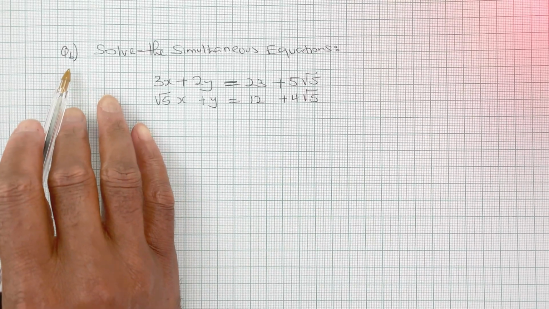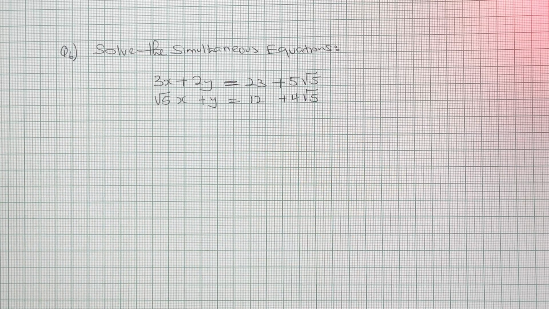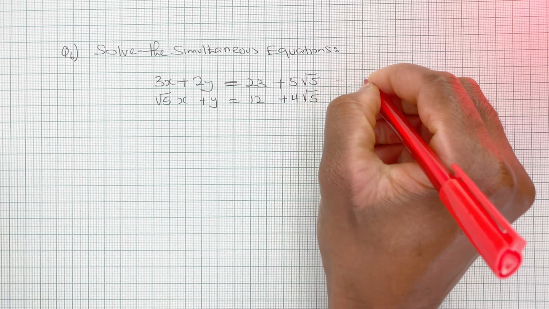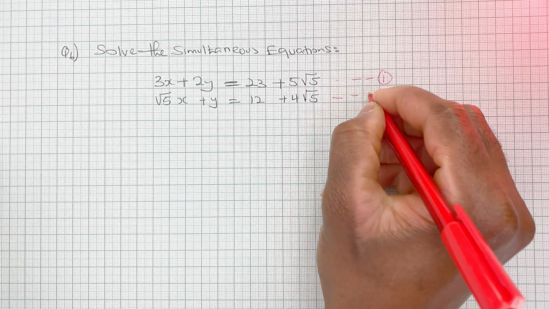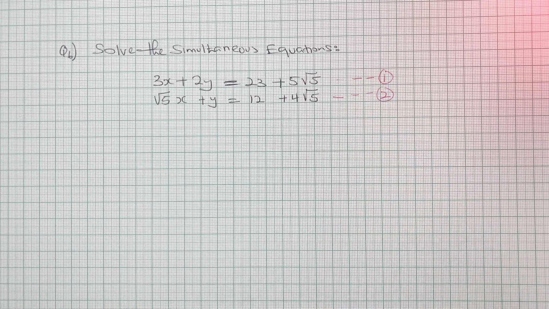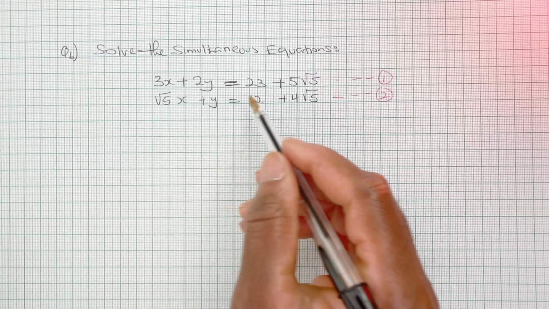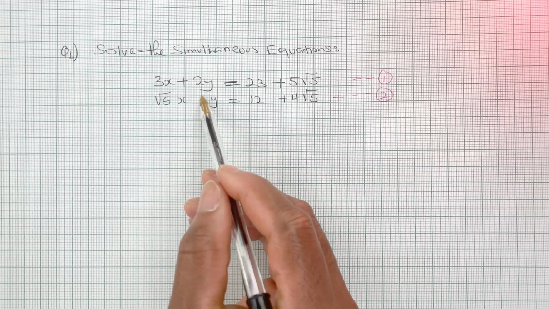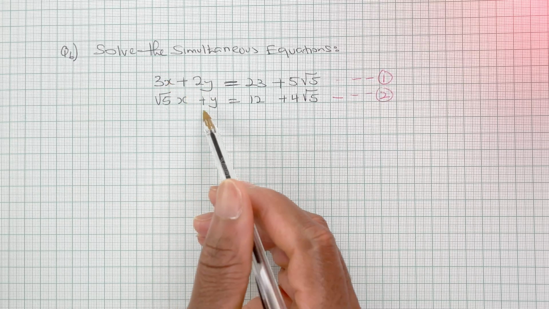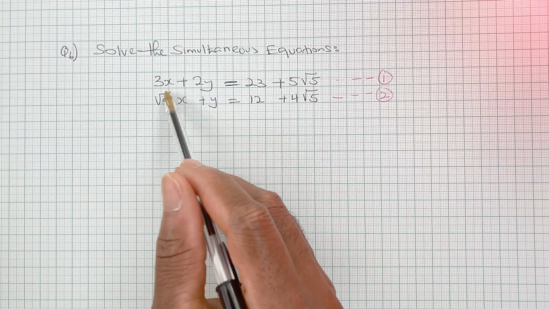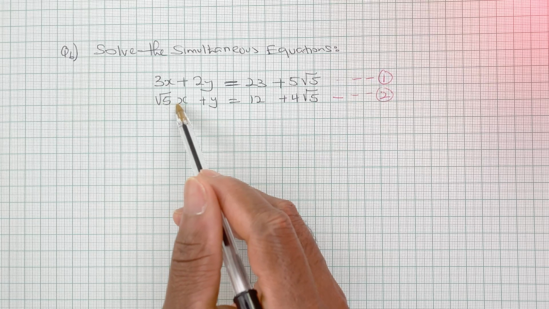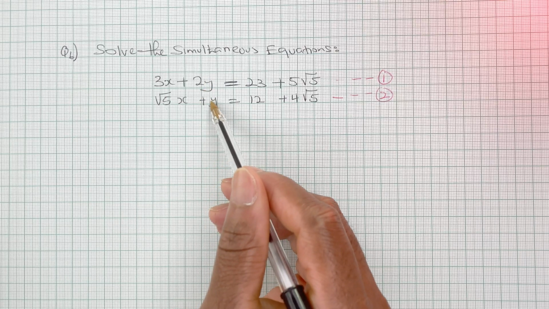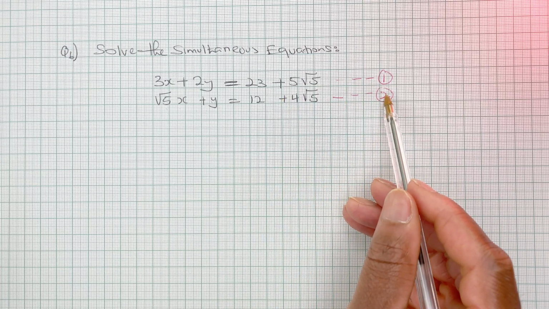Question 6 says solve the simultaneous equations. The first thing we need to do is to label that equation 1, and this is equation 2. Because we're solving them simultaneously, I need to make one of the variables, x or y, the same in each equation. This is 3x and this is root 5 times x. Now I want to make 2y and 2y the same, obviously. So there'll be 2y here, which means I need to multiply the whole of equation 2 by 2.